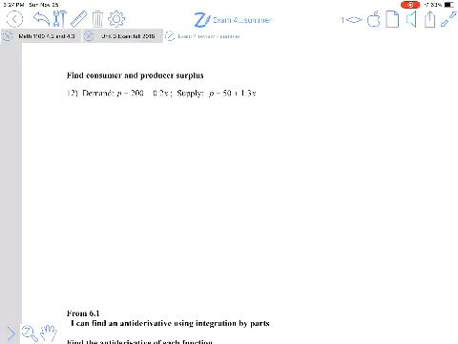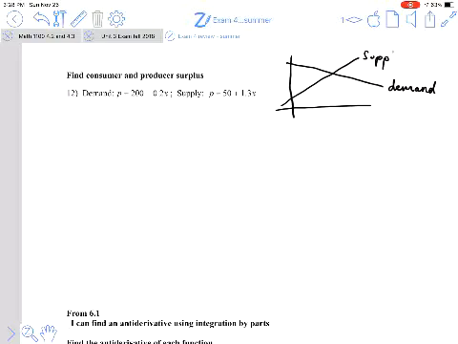Okay, number 12 is an application of what we just did, finding the area bounded by two graphs. If we were to look at graphs of supply and demand, we've got our demand function here, and we've got our supply function here. So demand, supply. Right here is the point of equilibrium. So we have an x value there, and the vertical axis is price, so we have a price.